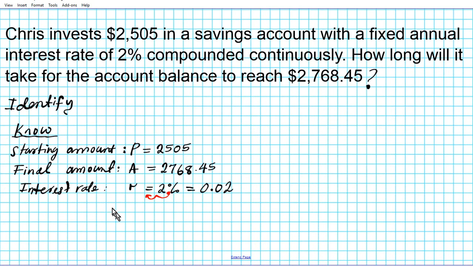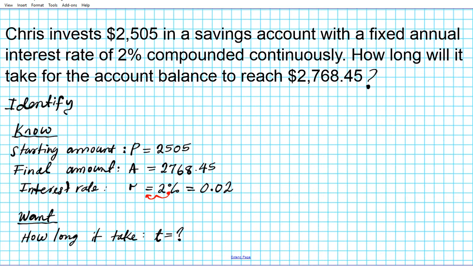Okay? Alright, so we have starting amount, final amount, interest rate. What do we want to find in this problem? So let's write down our want. What do we want? We want to find how long it will take. Okay? So how long will it take to grow her money from $2,505 to $2,768.45? How long will it take? This can be represented by the variable t, and that is an unknown. Okay, so we're done with the identifying component of the problem.